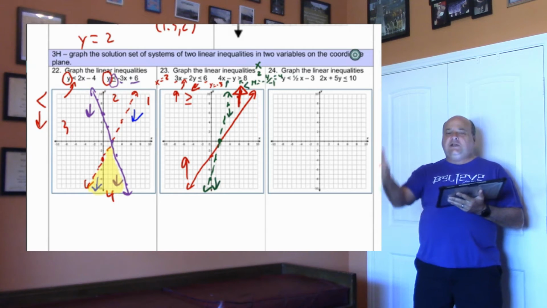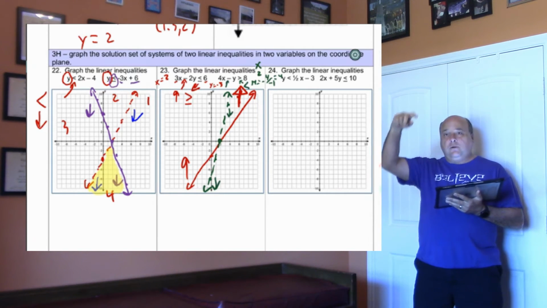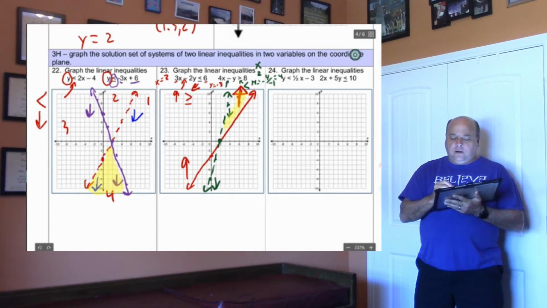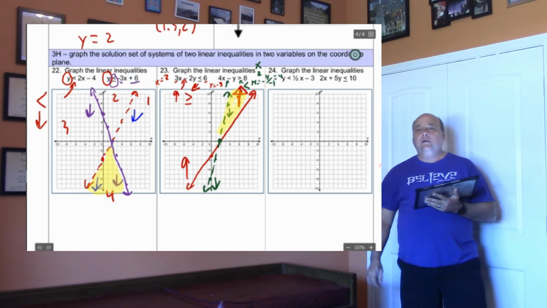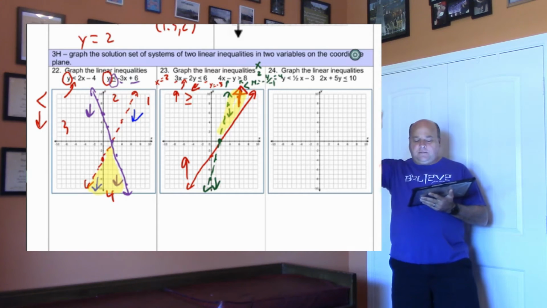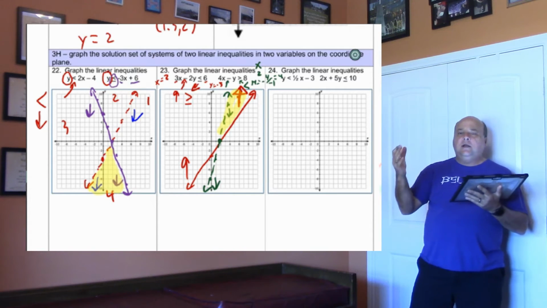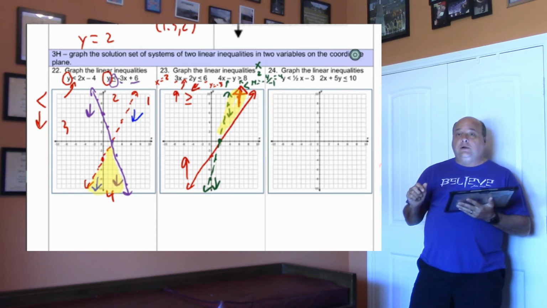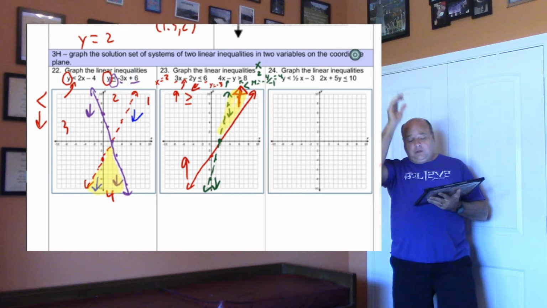So if the red line is shaded up, and the green line shaded down, this part right here is going to be the double shaded part. The red line has to be shaded up, the green line has to be shaded down. That's where the double shaded area is. I'll let you do the next one on your own. Should be okay with this.